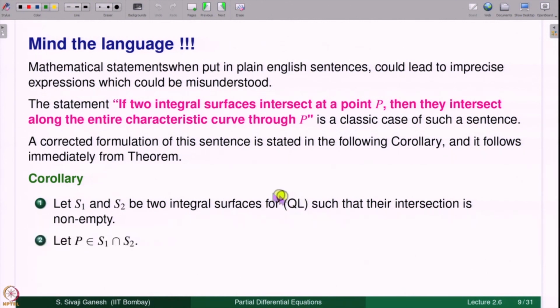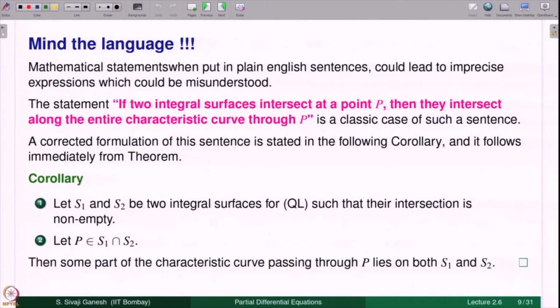So, that takes care of the first condition, the conditional statement. If two integral surfaces intersect at a point P, that is captured in 1 and 2. Now, we have to see how we are capturing the conclusion. They intersect along the entire characteristic curve. Then some part of the characteristic curve passing through P lies on both S1 and S2. So, we can only say some part near P. Alright, there is a big characteristic curve passing through P, but the entire curve, why will it be there on both of them? Some part is there, that is reasonable to believe, and that is what is true.